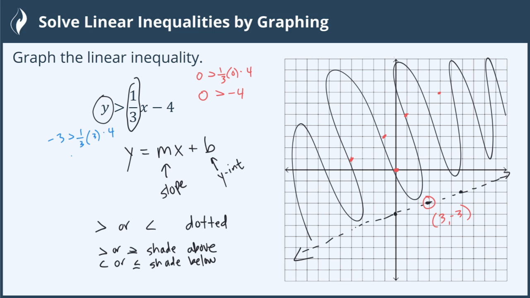So 1/3 times 3 is just 1. 1 minus 4 is -3. So this statement says -3 is greater than -3. And that is not true. It's greater than or equal to, but it's not greater than. So anything on the line will not work, but anything above the line will work. So this is how you solve linear inequalities by graphing.